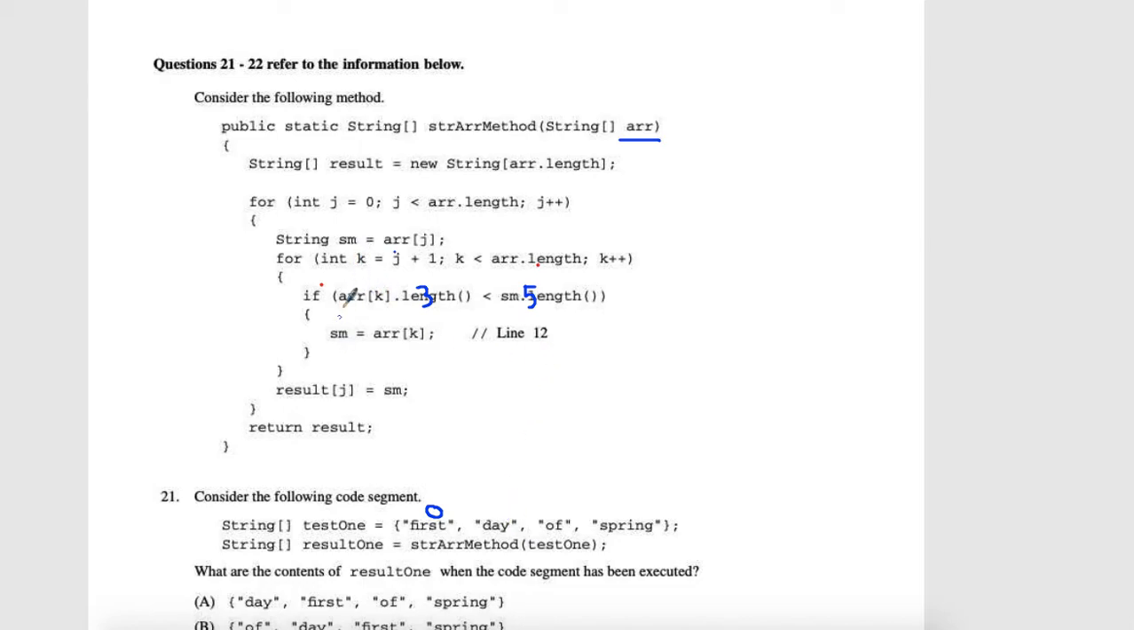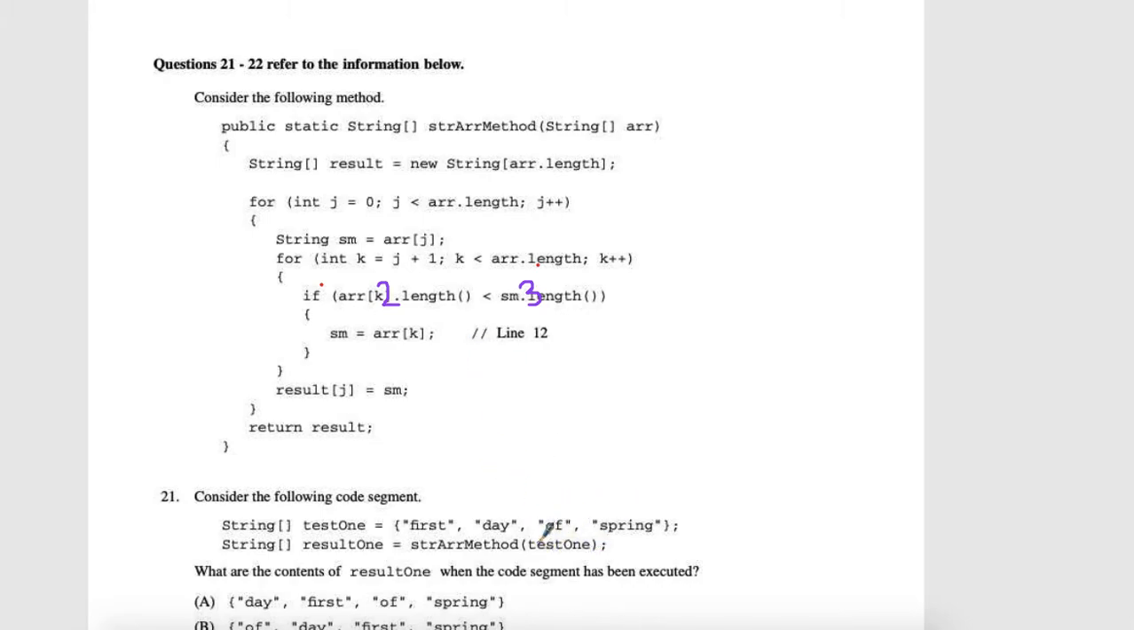On the next iteration of the inside loop, k is going to become 2. And in the second index position, we have of. So it takes the element in the second index position and compares it to Sm. Well, Sm is currently day. This Boolean is going to be true again because Rk.length is 2 and Sm.length is 3. The Boolean is true. So Sm is reassigned as of. So now Sm is equal to of.